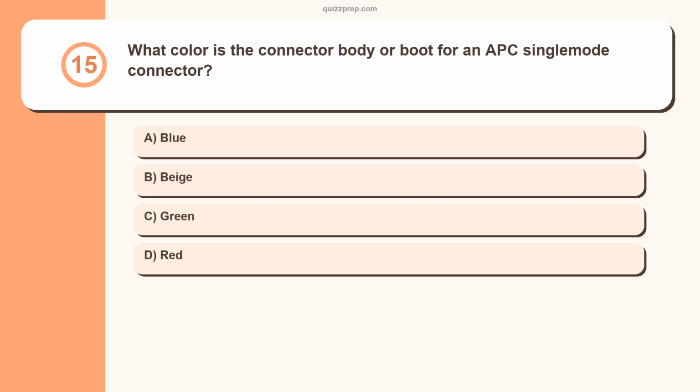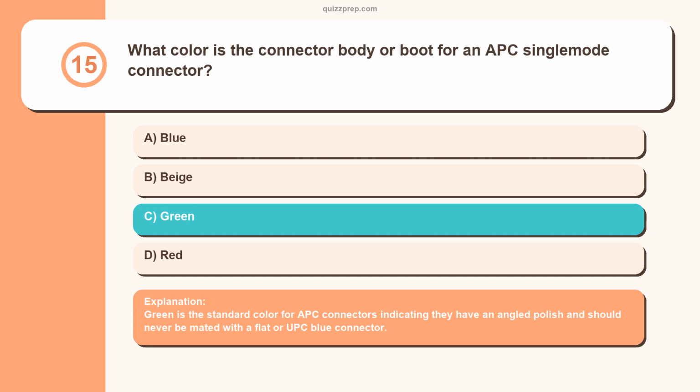Question 15. What color is the connector body or boot for an APC single-mode connector? Blue, beige, green, red. Green is the standard color for APC connectors, indicating they have an angled polish and should never be mated with a flat or UPC blue connector.